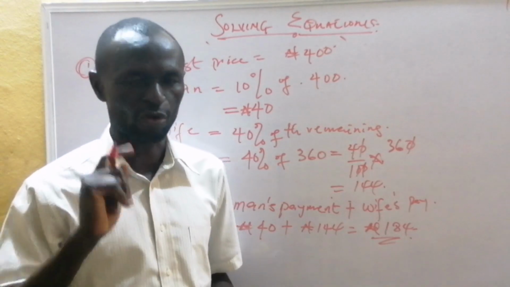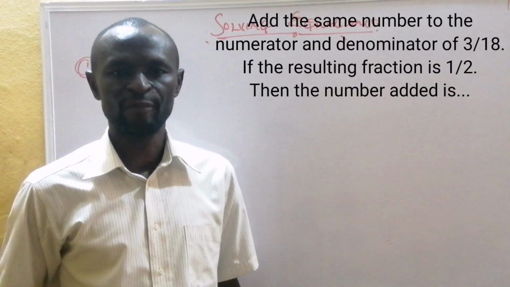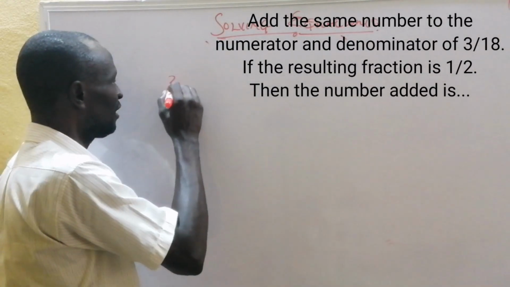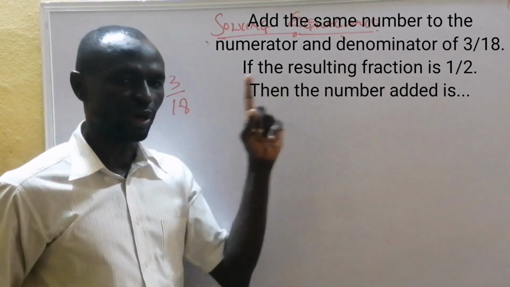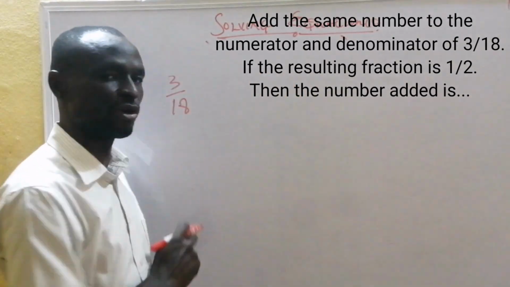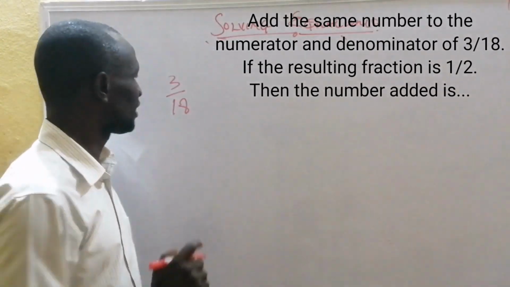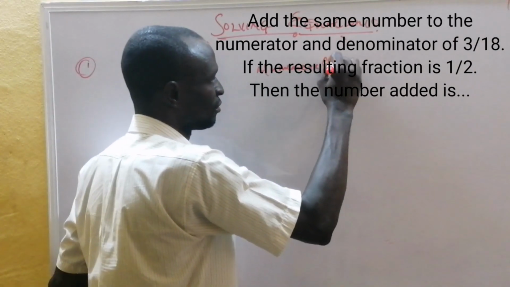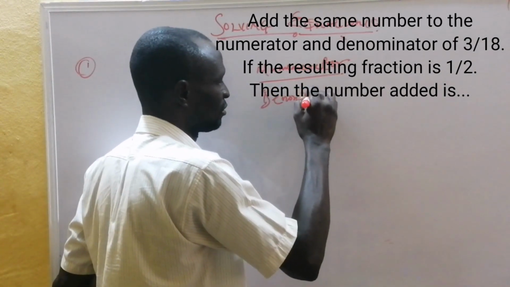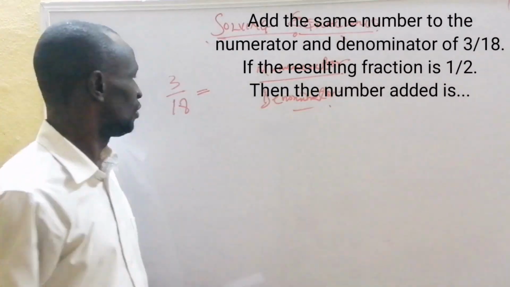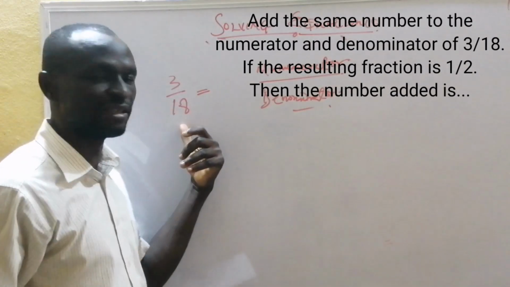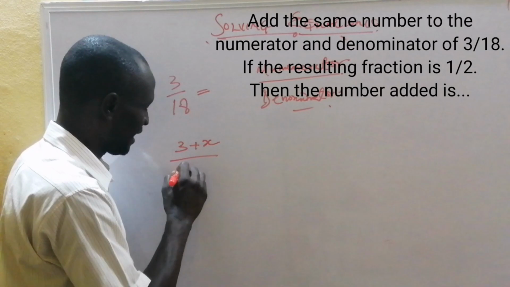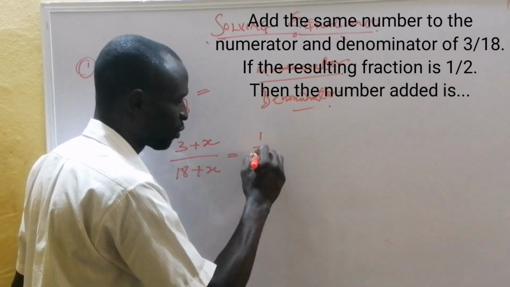Let's take the third question for today, and we'll call it a day after the third question. Our third question says that add the same number to both the numerator and the denominator of 3/18. For clarity's sake, for every fraction, your numerator is what you have on the top, and your denominator is what you have below. So if I'm adding the same number to both 3 and 18 to get half, that is, I'm adding 3 plus x over 18 plus x, and I'm expected to get 1 over what? 2.